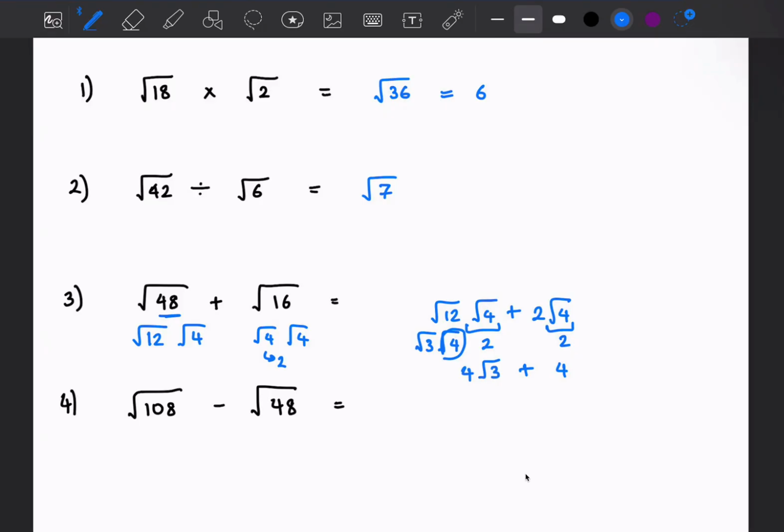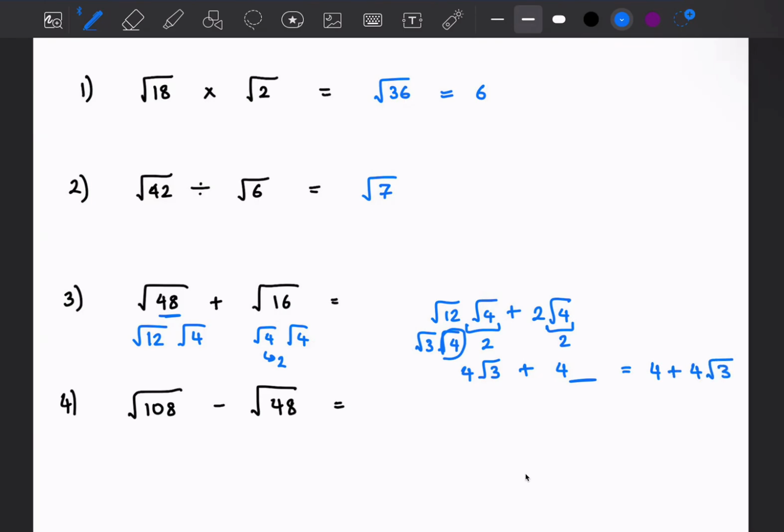And now, because we don't have a root here, we can't add this anymore. It has to stay as this. It can't be 4 root 3 added to the 4 itself. It can't be 8 root 3, for example, because there's no root 3 here. So the final answer, therefore, would just be 4 plus 4 root 3.